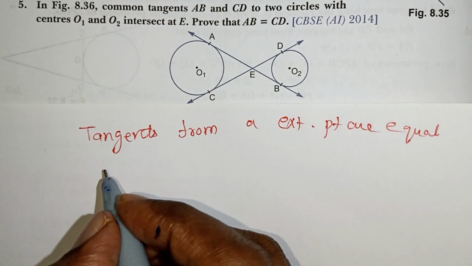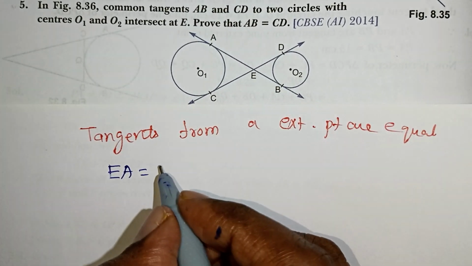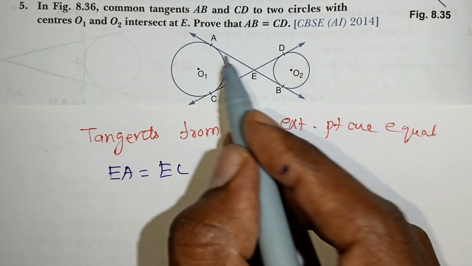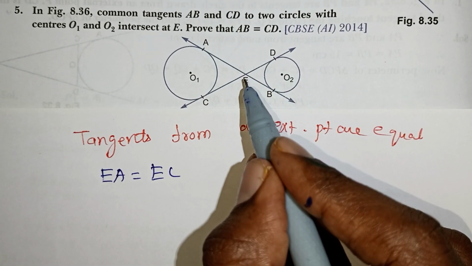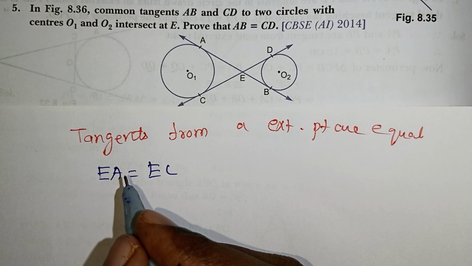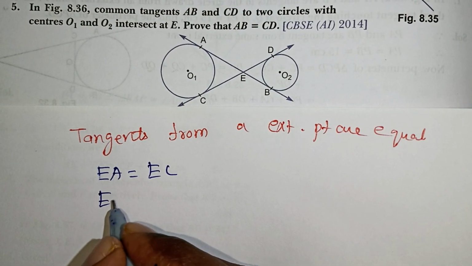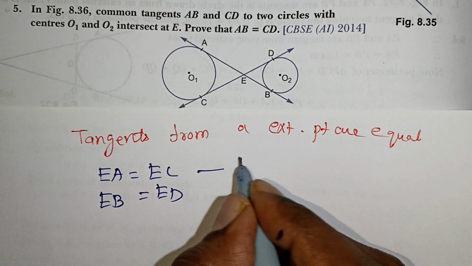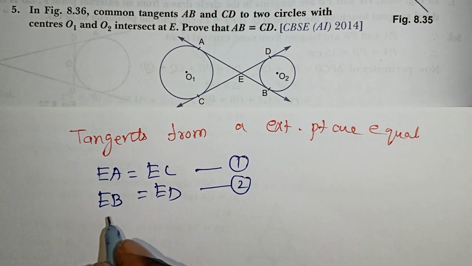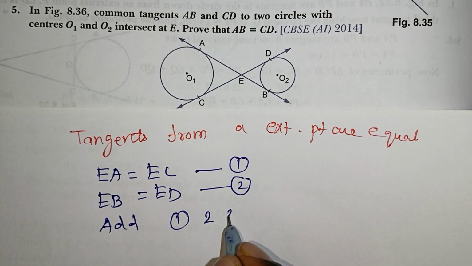So EA is the first tangent, and from E, EC is also a tangent to the same circle. EA and EC are tangents to this circle, and on this side ED and EB are tangents. So EB is equal to ED we can write. So this is the first equation and this is the second equation. You just add them, we will get the proof. Add 1 and 2.